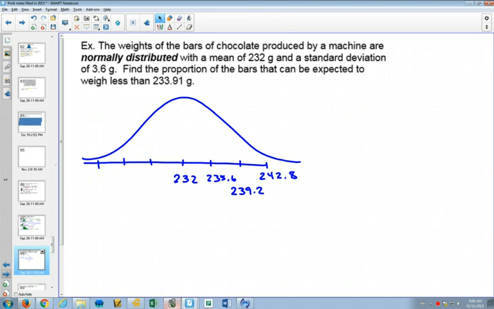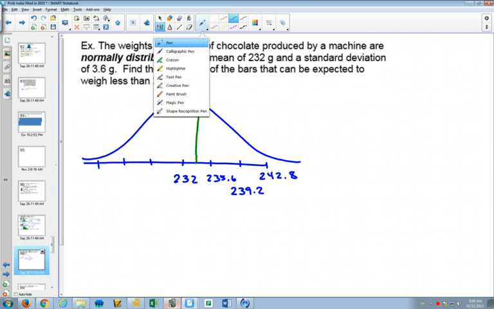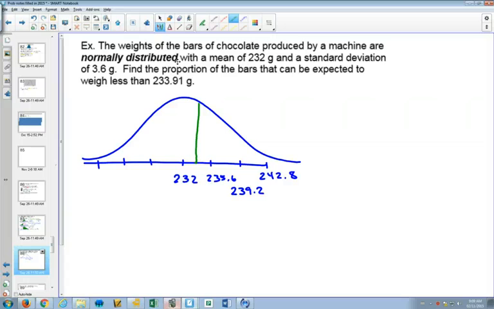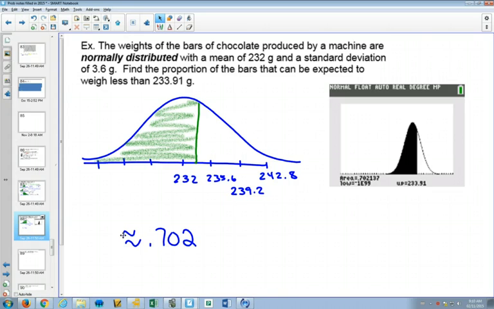Now, find the proportion that can be expected to be less than 233.91. So now I'm going to estimate 233.91 is right there. And I want to find less than, so I'm going to shade this region. That's what I'm trying to find. So put it into your calculator and see what answer you get, and I'll put the answer up in a second. All right, how did you do? Did you get 0.702 to 3 sig figs with your normal CDF? Excellent.